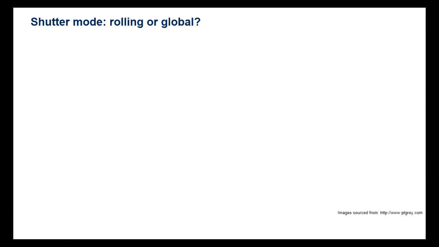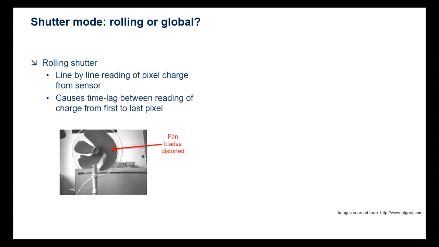The more important choice, and this one is critical, is whether you have a rolling or global shutter. If you have a rolling shutter, it means you're going to read the pixel charges line by line across the sensor in some way. And what this means is if you've got a very dynamic field of view, you get a time lag between reading the first and the last pixel, and as a consequence, you get distortion of that moving object in your image sequence, which is very bad. You really don't want this.